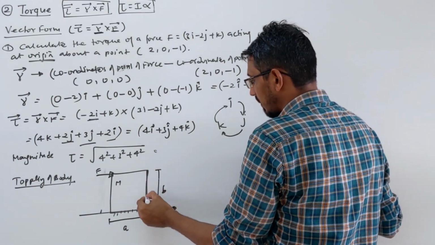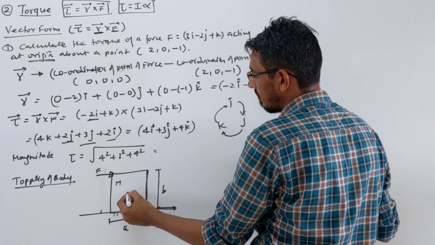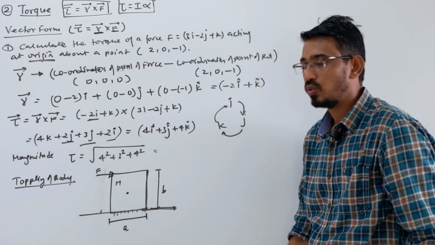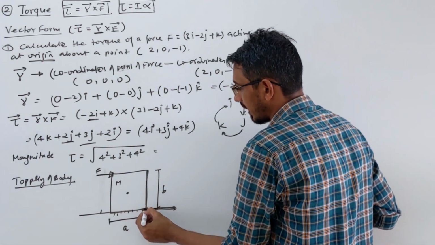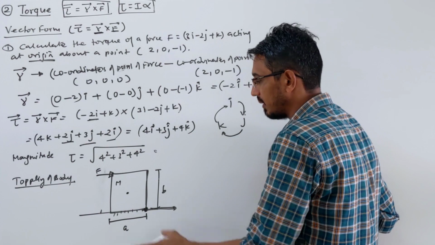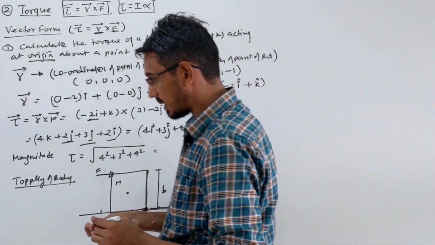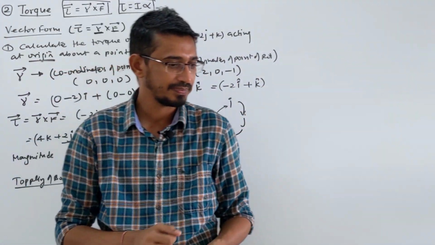Okay, so now what happens? You want to topple this body. So if you apply force here, this body will rotate about this point, right? About this point, right? Yes. Okay, let me explain with the help of a book.